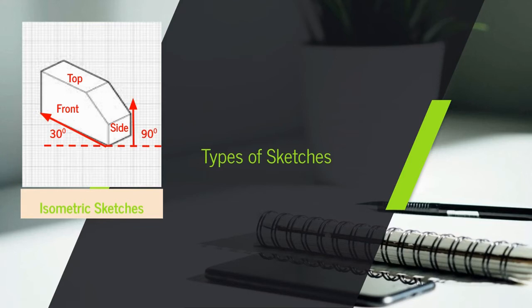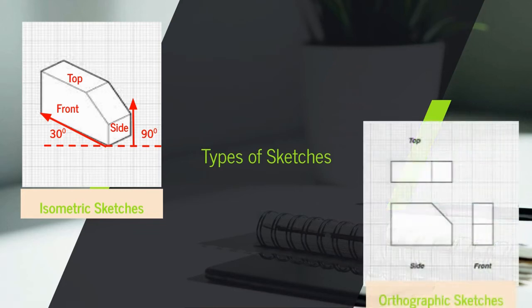Another type of sketch that we use in engineering is known as an orthographic sketch. And in an orthographic sketch, you have your top, front, and side views of an object drawn in 3 separate sketches, and they're completely aligned so that way they're in this L sort of formation.